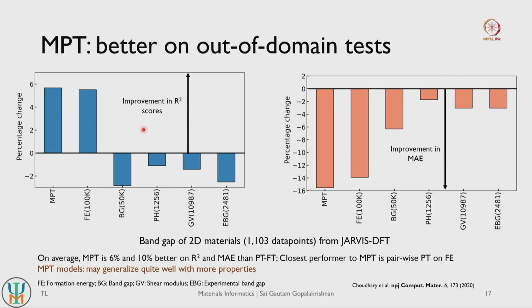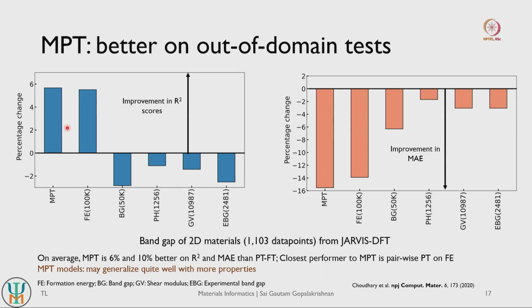The left graph indicates the improvement in R2 scores. Once again, the baseline is the scratch model. If you are above the baseline, then you are doing better than scratch models. And the right graph shows the performance improvements in mean absolute errors. Again, the baseline is scratch. If you are below the baseline, then you are doing better than scratch, right.